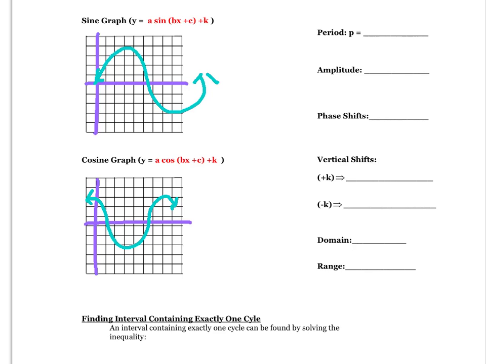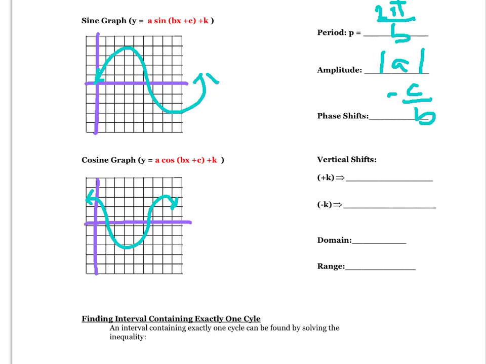Alright, when we graph the sine and cosine graph, we're going to have to find the period, the amplitude, and we're not necessarily going to use the phase shifts, but let's go ahead and talk about everything first. So the period is going to be 2 pi over b. The amplitude is going to be the absolute value of a. The phase shift, which I said we're probably not going to use, but we'll just write it down anyway, is going to be the negative c over b.